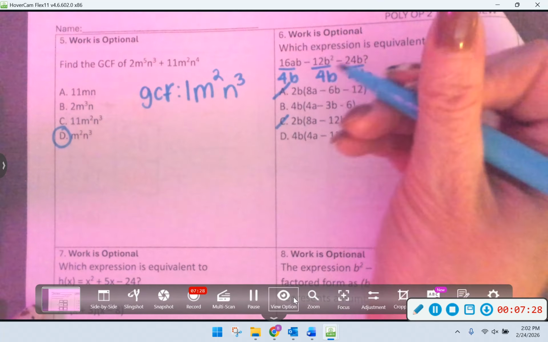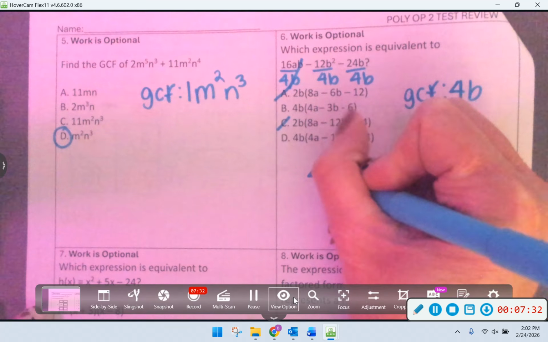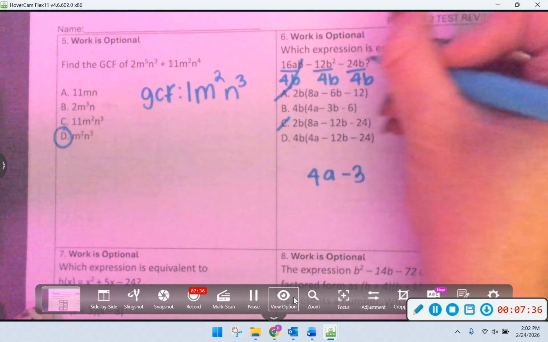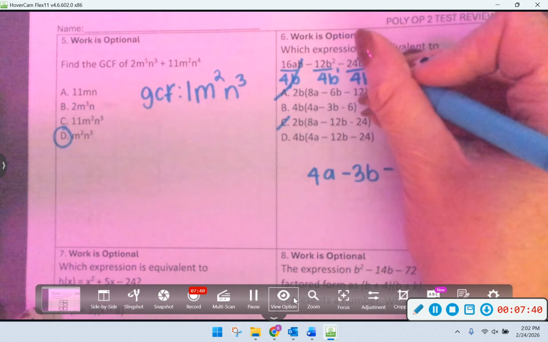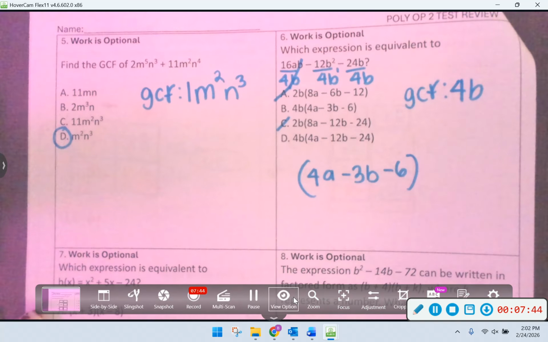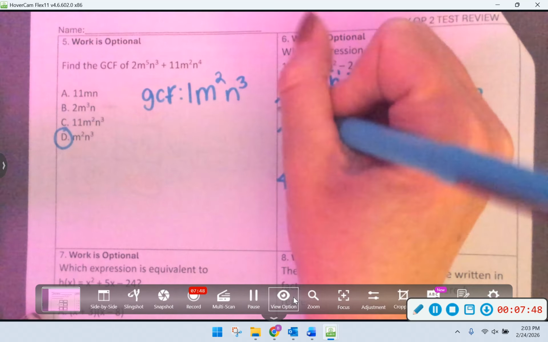16AB divided by 4B. 16 divided by 4 is 4. The B's are going to cancel out, so we're going to have A. 12 divided by 4 is 3. Subtract our exponents to get B. Minus 24 divided by 4 is 6. We're going to put it in parentheses. Our B's cancel. And write 4B. That answer is going to be B.